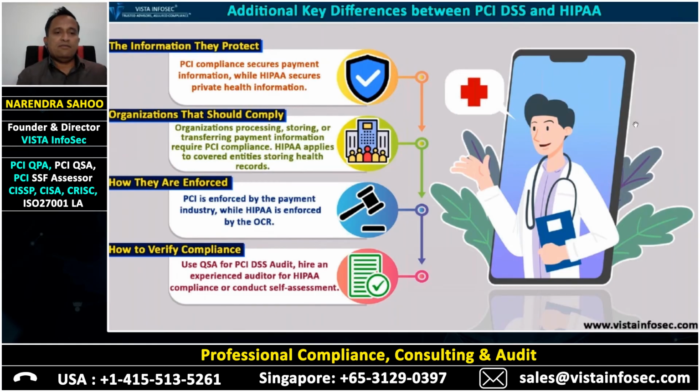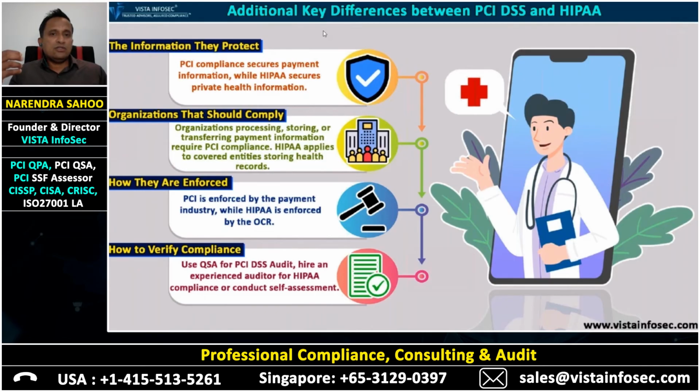All right, so how are they enforced? PCI is enforced by the payment industry, the PCI Council, as I said earlier. HIPAA is enforced by the OCR. Then how do you manage and verify compliance? For PCI DSS, there is something called an AOC, an attestation of compliance, that all PCI DSS certified companies get. A QSA like me and my company give it to our clients when they have successfully cleared PCI compliance. You can ask for that from your vendors or partners.